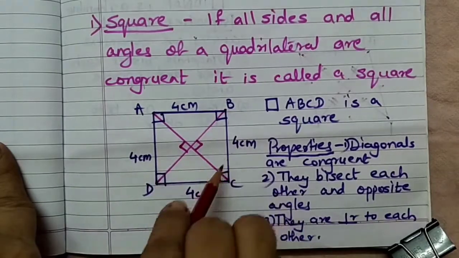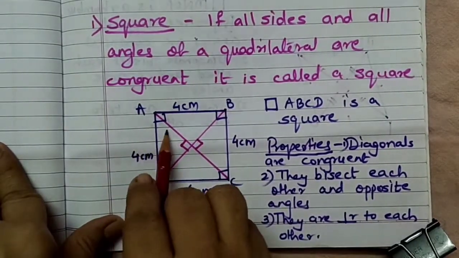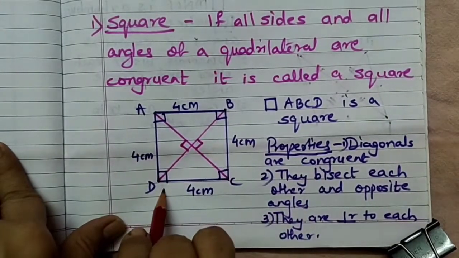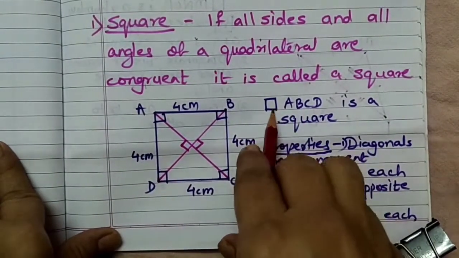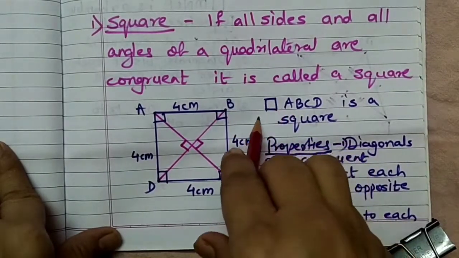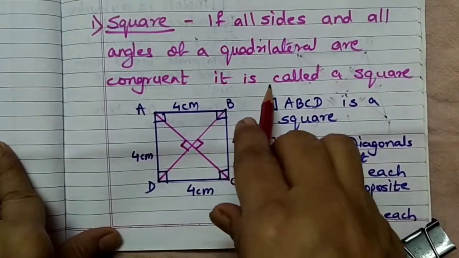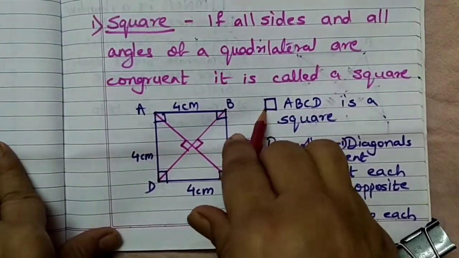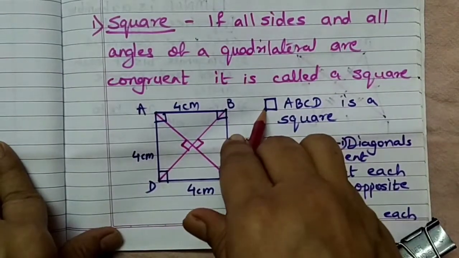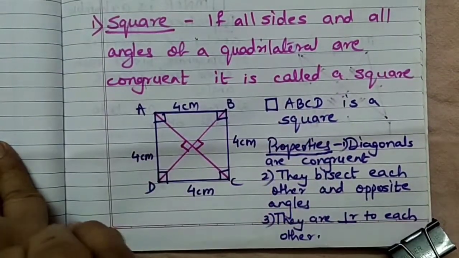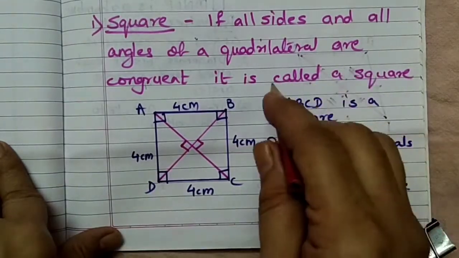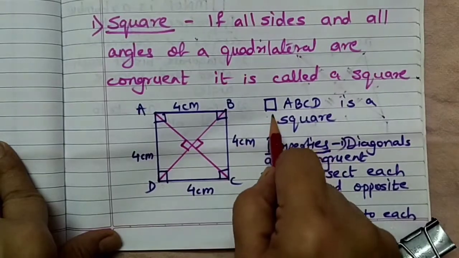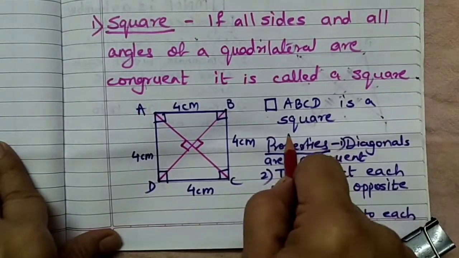Each side is 4 centimeter, then each angle also is congruent, and it is 90 degrees. In a square, all the 4 angles will be of 90 degrees each. Now this is ABCD. This sign is used for showing a quadrilateral. It is not for square. This sign means it is a quadrilateral, a 4-sided figure. It can be any of the 6 types of quadrilateral. For all the quadrilaterals, the sign is same. So how do we read this? Quadrilateral ABCD is a square.